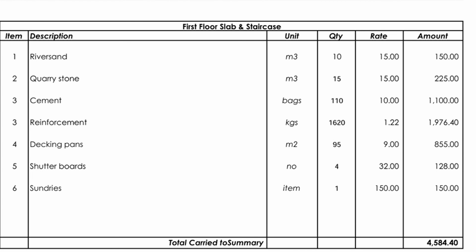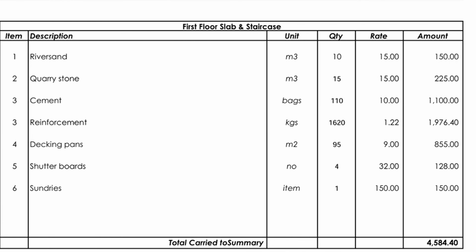All right, so for this stage we are looking at 4,584 US dollars. Okay, so I'll just attach the things that are needed for the stage. We have the river sand, 10 cubic meters is needed. The quarry stone, 15 cubic meters. The cement, we have 110 bags of cement that are needed for this.